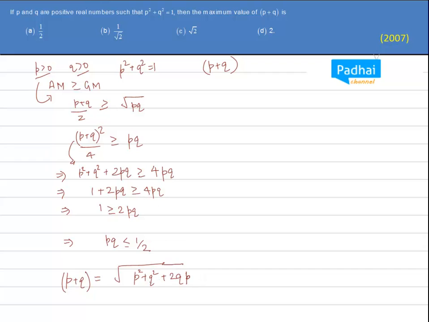P square plus Q square plus 2PQ, and I know that this value is 1, so this is equal to under root 1 plus 2PQ, and we know that PQ is always less than half, so that means it is 1 plus 1. That means this value will always be less than under root 2. Hence option C was the correct one in the exam. Okay, so this was one method that we used, we can do it by the AM-GM property.